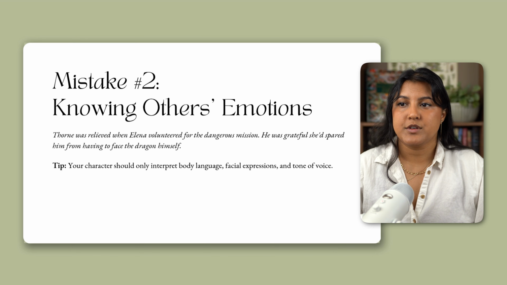An example of this would be writing, "Thorn was relieved when Elena volunteered for the dangerous mission. He was grateful she'd spared him from having to face the dragon himself." This isn't that bad, except for the fact that the point of view character is Elena, not Thorn.